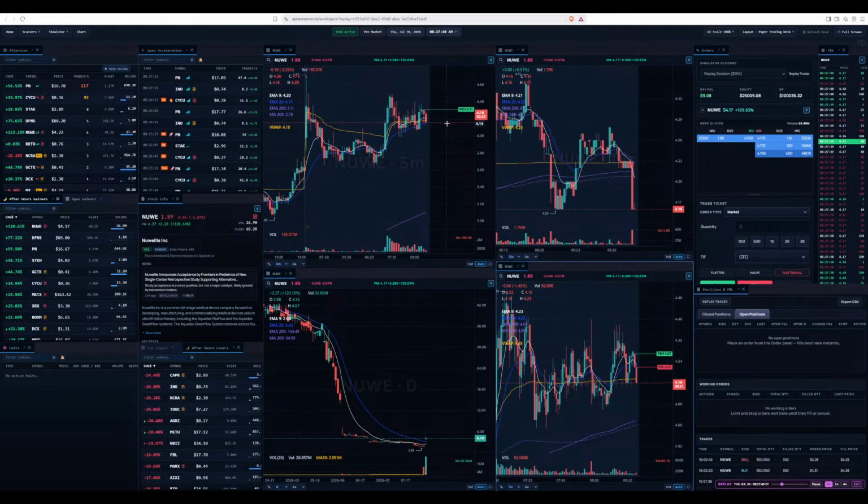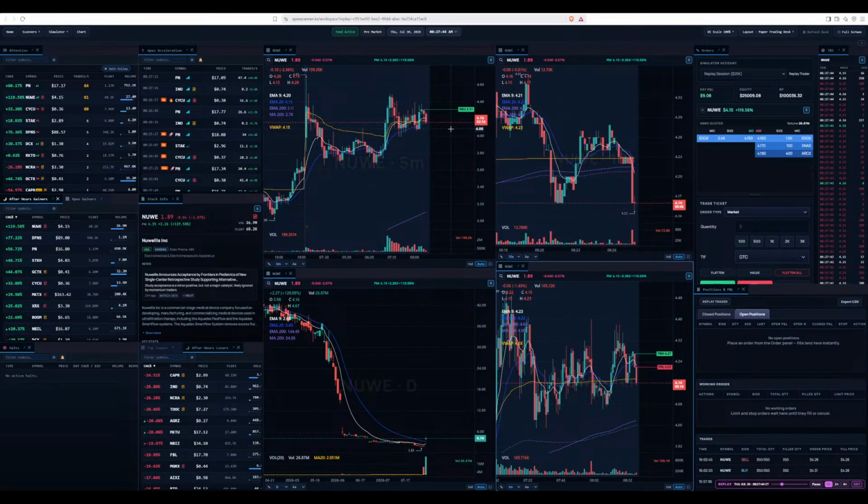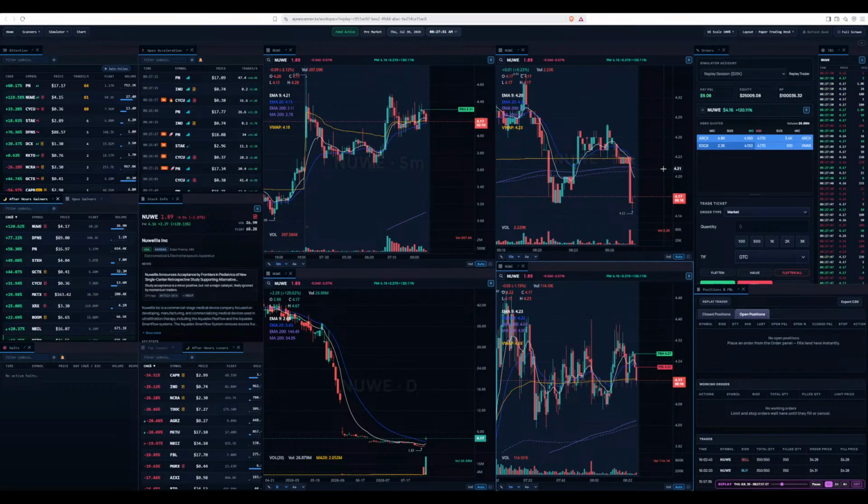The fact that it is close to the 20 EMA on the 5-minute chart, and every time it has dropped below the 20 EMA, I would be inclined to buy this and sell this back into the pop at around 425-ish. So that's about a 10-cent gain per share, but still on 1,000 shares, it's $100.